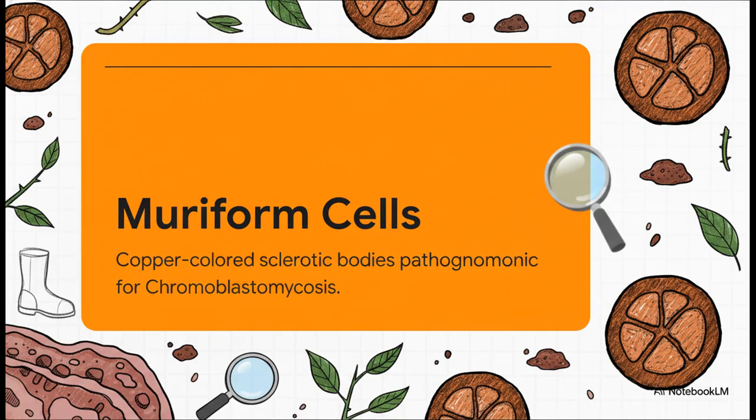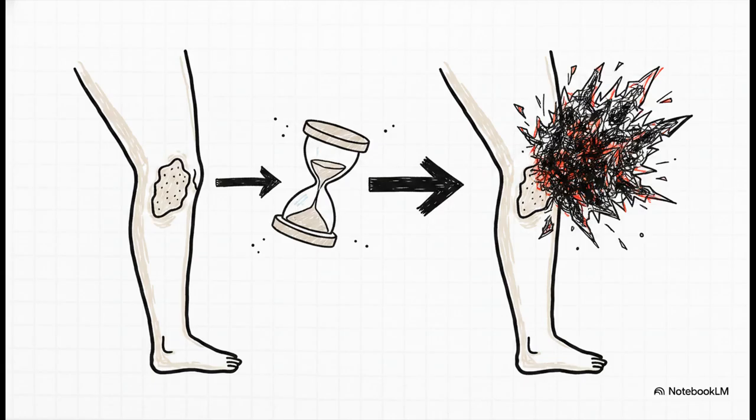Listen to me on this one. If you see muriform cells or copper-colored sclerotic bodies, it is pathognomonic for chromoblastomycosis. Lock it in. But do not let the slow, painless nature of chromoblastomycosis fool you into complacency. There's a really deadly downstream effect here. A rare but incredibly severe long-term complication of this chronic inflammation is the development of squamous cell carcinoma right within the lesion. Examiners love to test long-term complications of indolent diseases, and this one is a prime target.